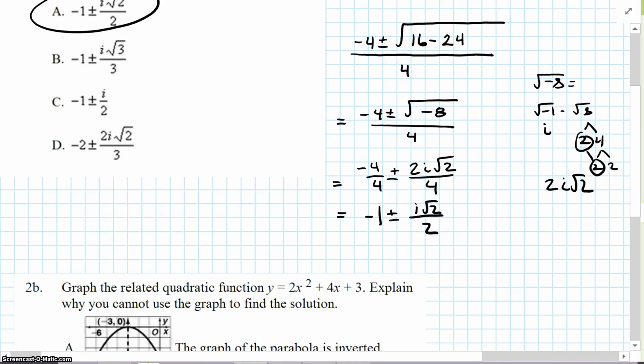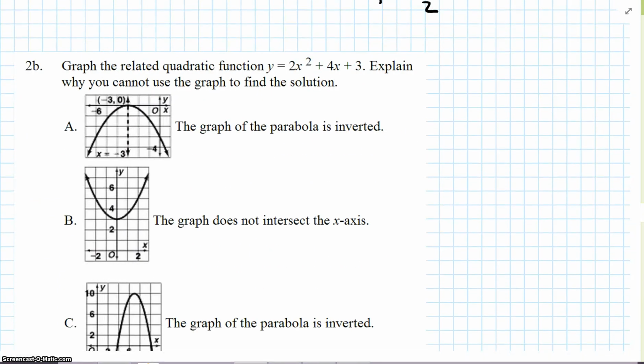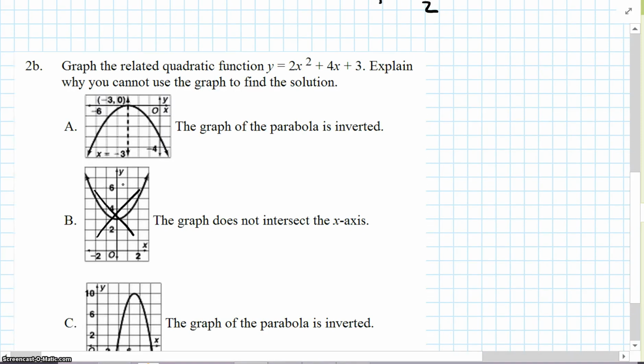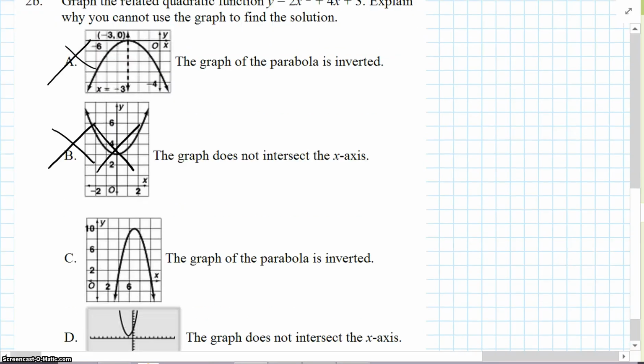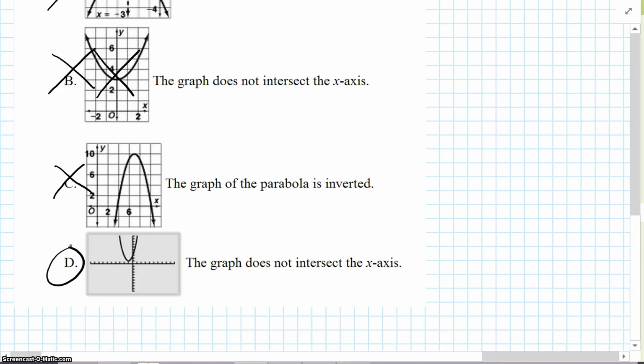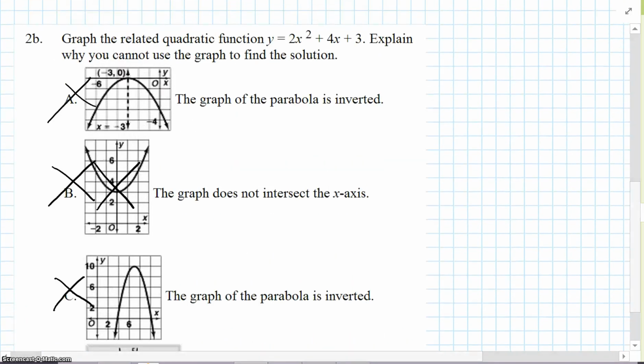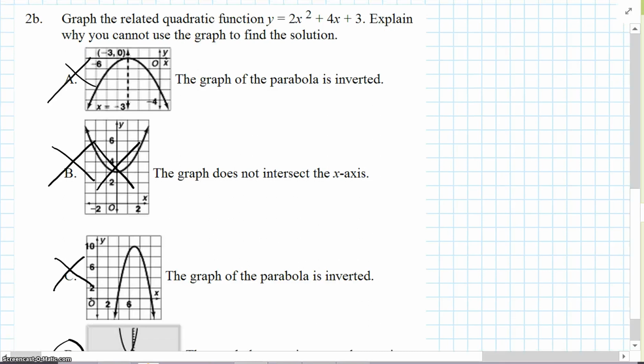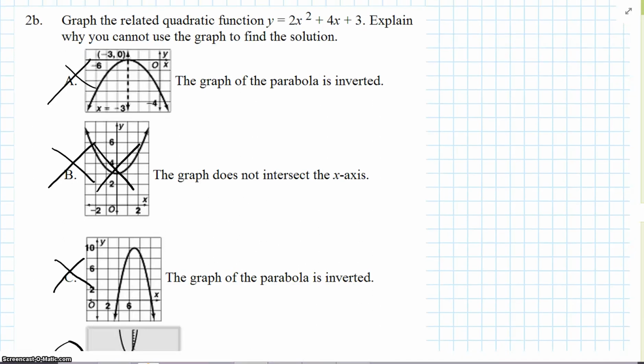Answer would be A. Okay, 2b, graph the related quadratic function. Okay, y equals 2x squared plus 4x plus 3. Well, we know first thing is the y-intercept is 3. Okay, we know the x value is not 0 there, so we know it's going to go up. So it won't be b, it won't be a, it won't be c. So the only one it could be is d. The graph does not intersect the x-axis. How do we know that? Because when we actually do the math, we're going to find out we have an i value.